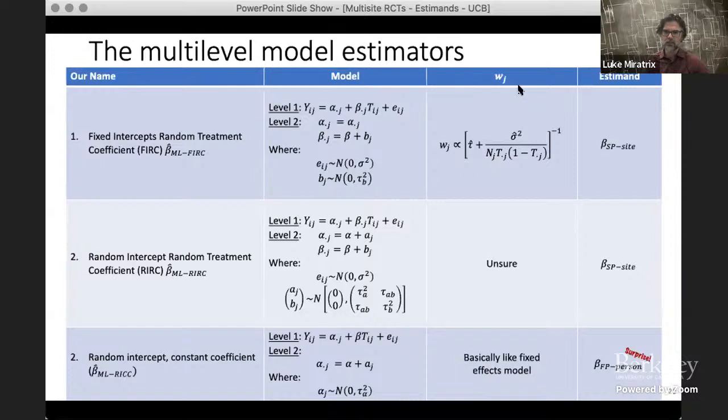And you can see that in the weights expression there, where that tau hat is the amount of cross-site impact variation. And if you don't estimate any, then that's going to be 0, and you're going to end up with your precision weights again. So it's adaptive. It tends towards site average when you have evidence that the sites are different from each other.